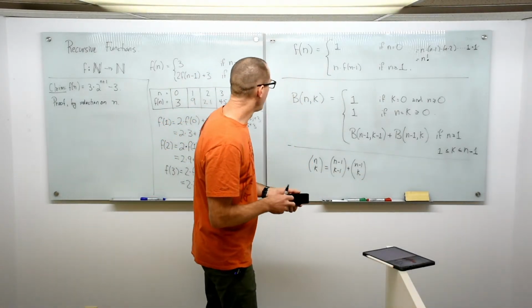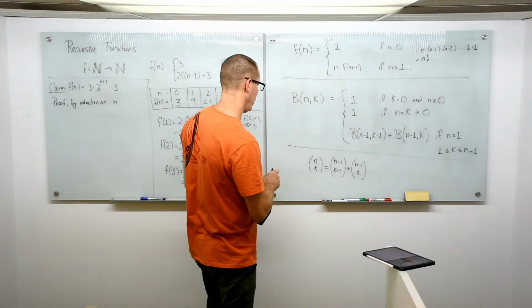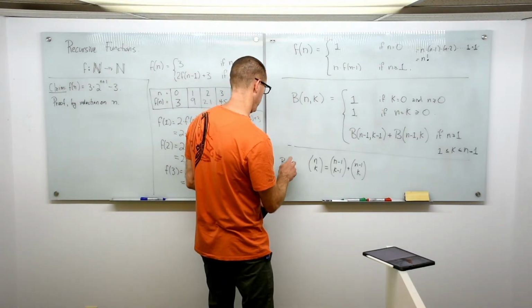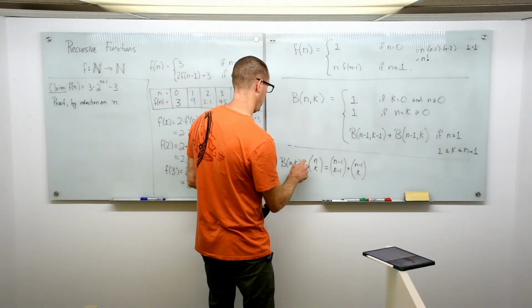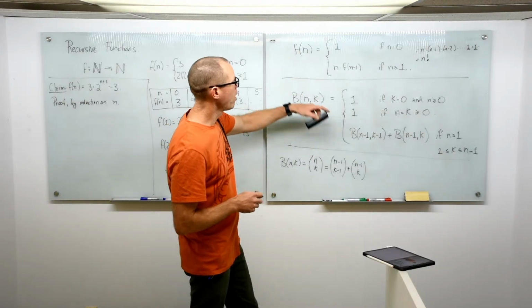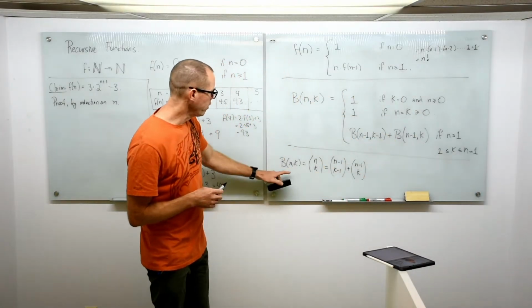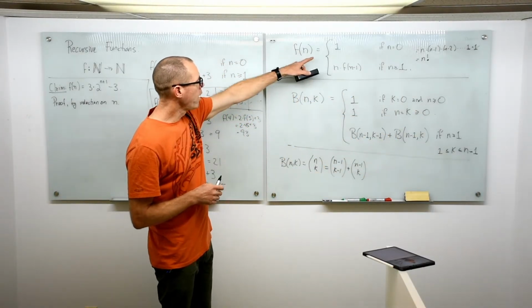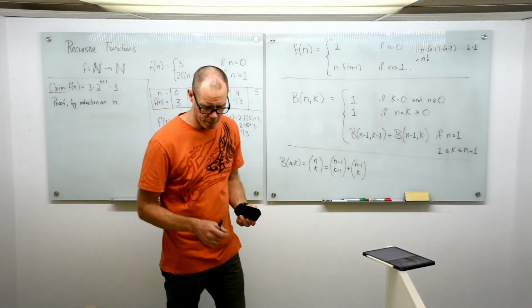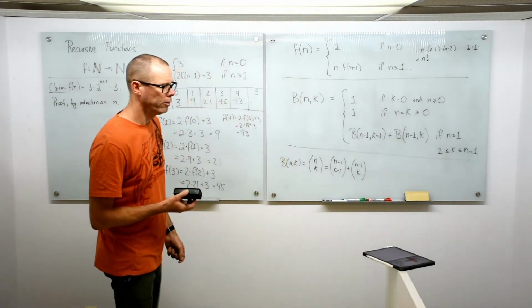All right. So b of n, k is this, and in this case f of n is n factorial. So b of n, k is just n choose k, and this is just n factorial. Okay, good.